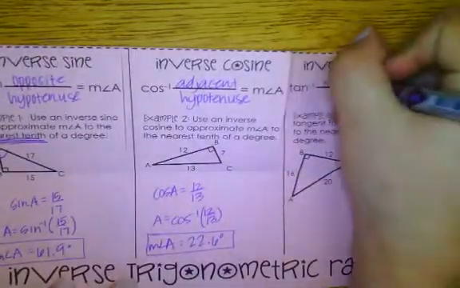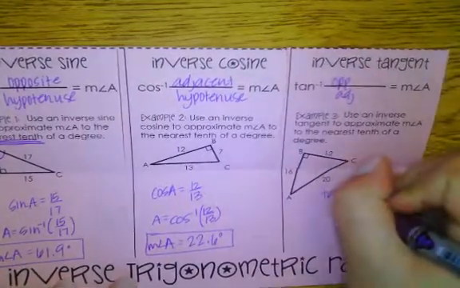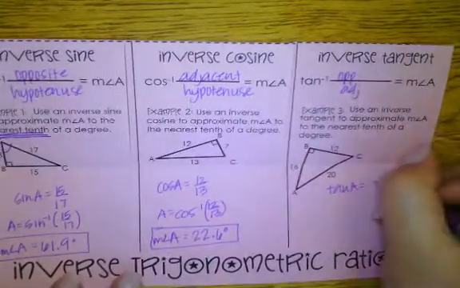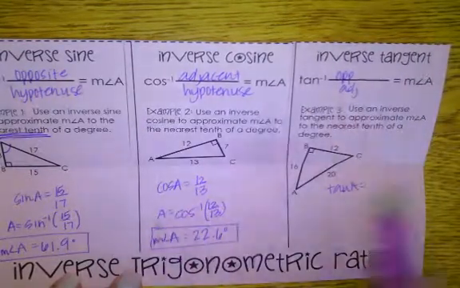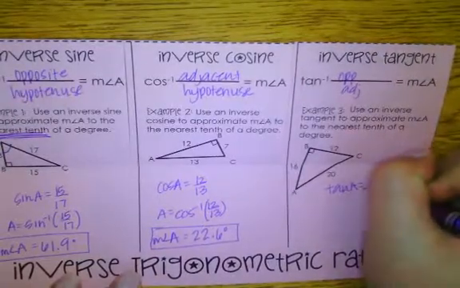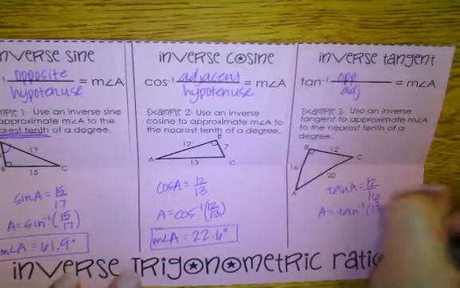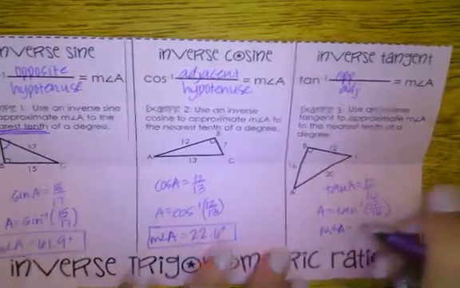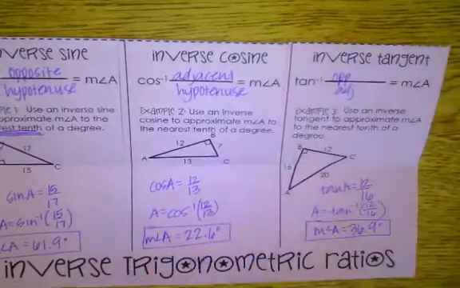Last one. I got opposite over adjacent. And tangent of A is equal to what? 12 over 16. So now I have inverse tangent of 12 over 16 is equal to X. And the measure of angle A is what? 36.9 degrees. Do we agree? Yeah. Awesome. That's as hard as it gets for now.